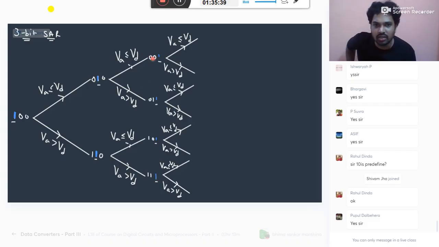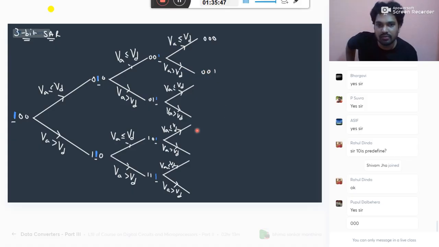Again, same story. If input is less, make this blue one 0. Otherwise, you keep this blue one as it is. Here, if it is less, make it 0. Otherwise, keep it as it is. Only 1 bit, okay, we are touching. If it is less, reset it. Otherwise, keep it as it is. If it is 1, okay. If it is less, reset. Otherwise, keep it as it is.